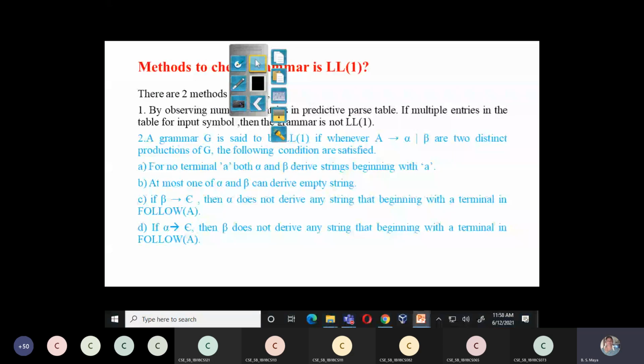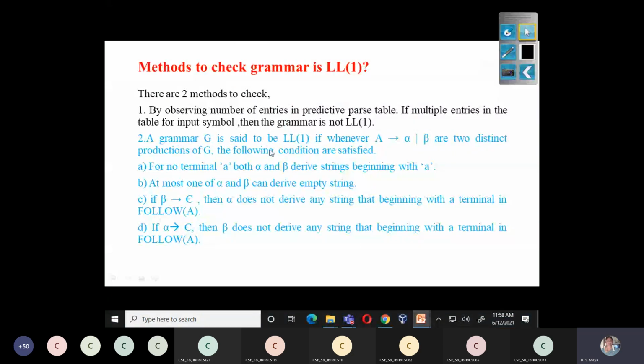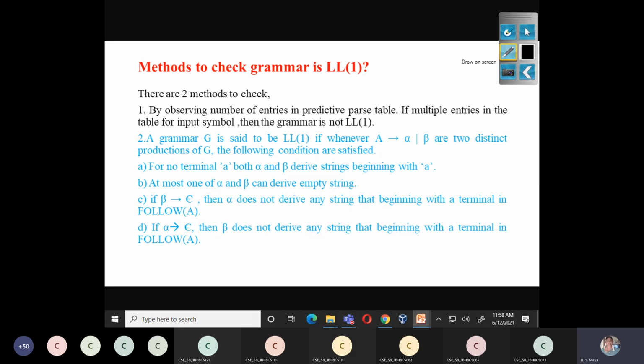The grammar G is said to be LL1 if, whenever A derives alpha or beta, we can say the production. Now I am doing the second method. The second method is: the grammar G has A derives alpha or beta, two distinct productions of G. The following conditions are satisfied.